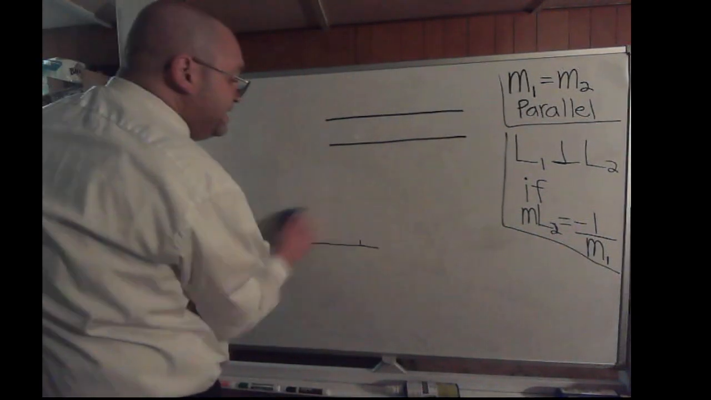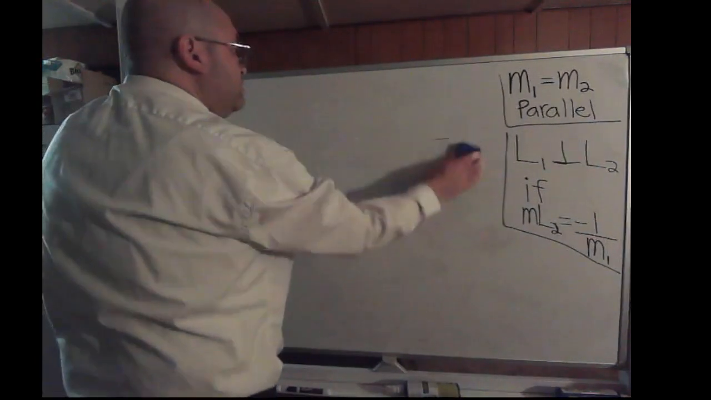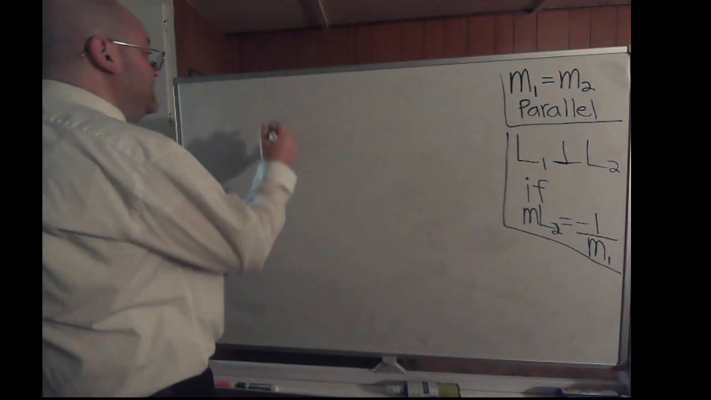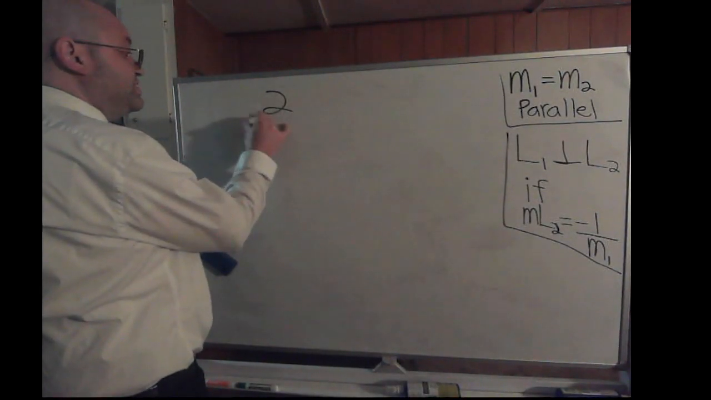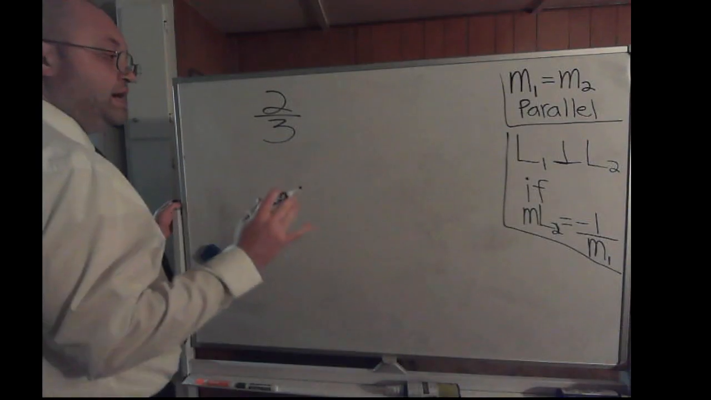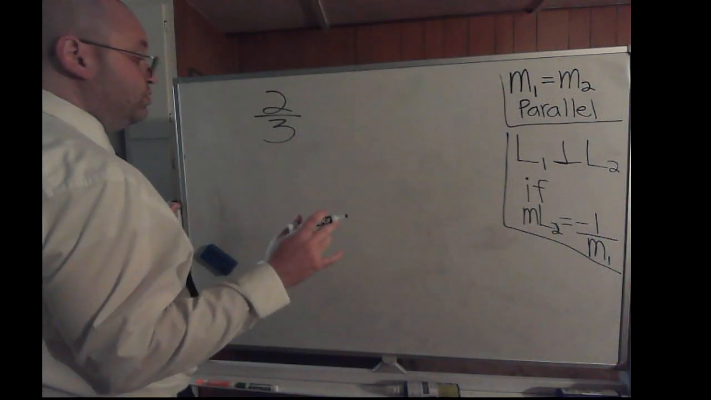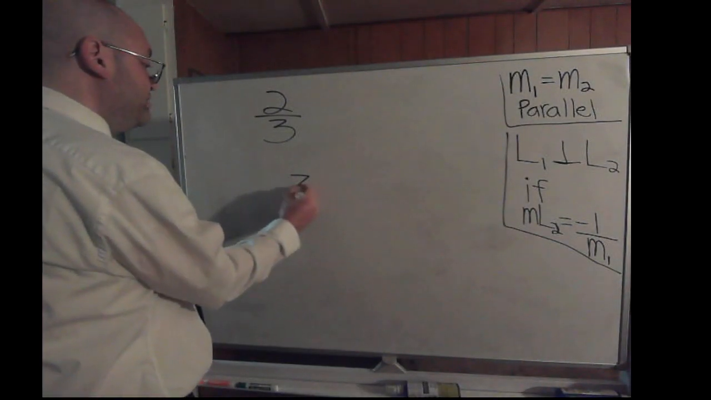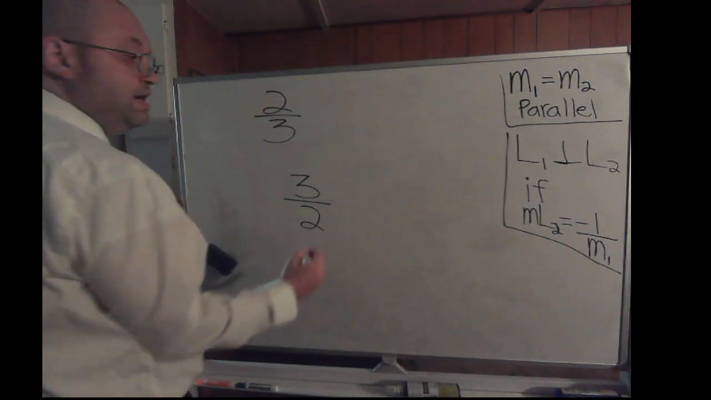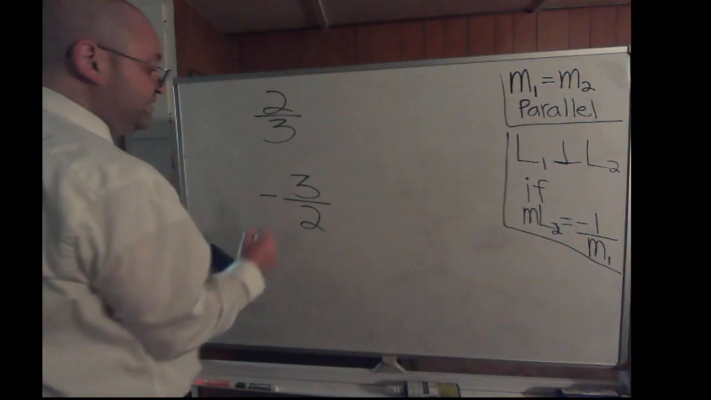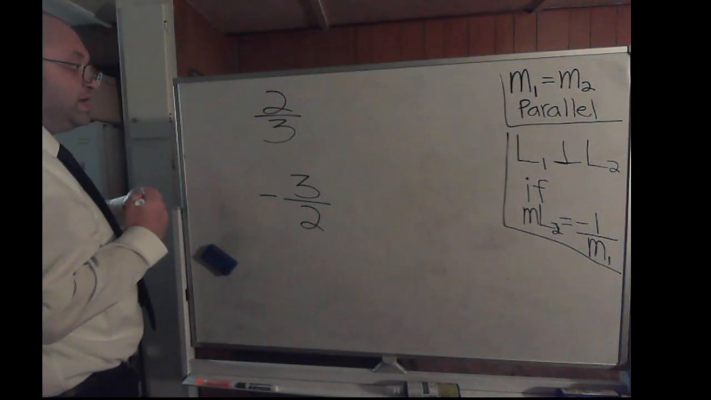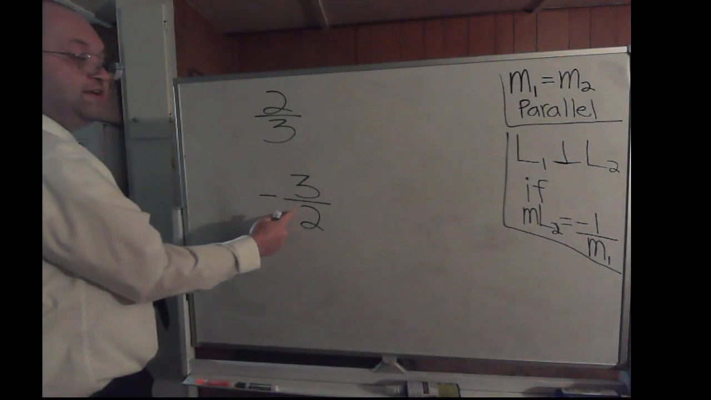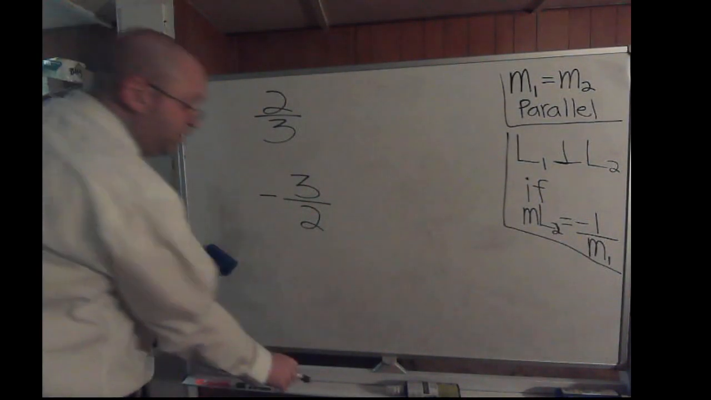Well, what do I mean by a negative reciprocal? Okay, let's go over that first. What the heck is a negative reciprocal? Let's say I have 2/3 as the slope for one line, right? I need to find the negative reciprocal. Well, let's start with just the reciprocal. What's the reciprocal of 2/3? It'd be 3/2, and then negative reciprocal, you just put a negative sign in front of it. So if you have a line that has a slope of 2/3 and another line that has a slope of negative 3/2, they're perpendicular.